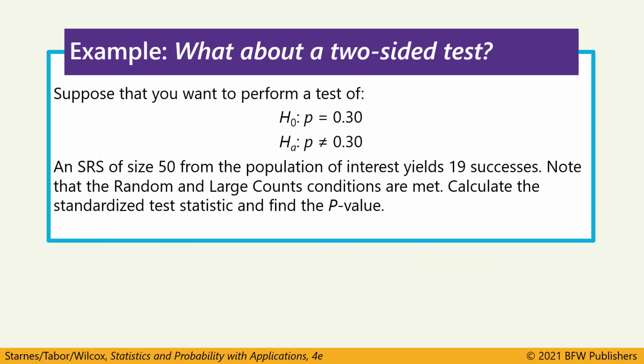Let's take this example here. We want to perform a test where the null hypothesis is p equals 0.3. The alternative is that it's not equal to 0.3. We have a sample of 50 that includes 19 successes. So that's giving us our p-hat, which is 19 out of 50. It's telling us that the random and large counts conditions are met, which means we don't have to check them. And it's asking us to find the test statistic and the p-value.